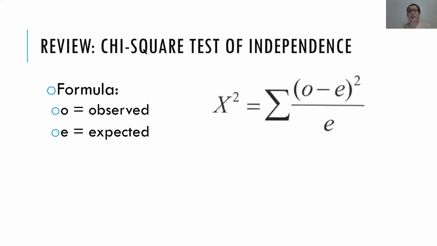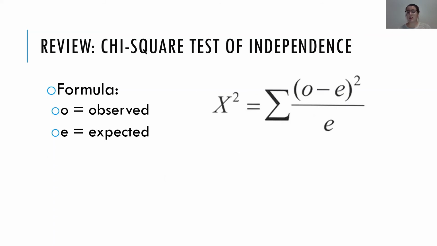So our formula for chi-square is going to look like this. Our O is going to stand for observed, and E stands for expected. So we take our observed, subtract our expected, square all those values and divide by its own expected value. Then with that sigma, that means we're going to add all those values up.